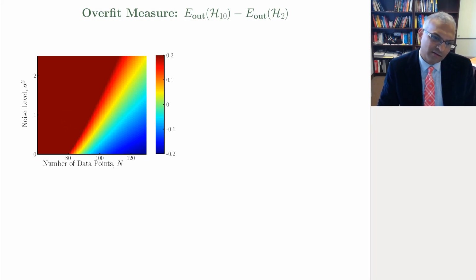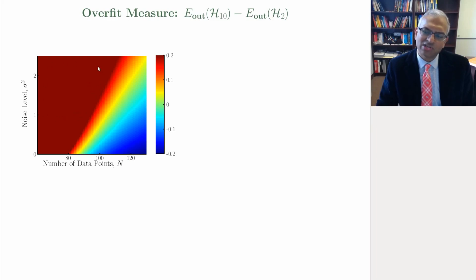Okay, and it's very easy to see a pattern here, which is that as you have more and more data points, you move from the red region to the blue region. So more data results in lower overfitting. If you fix the number of data points at 100 and start increasing the noise, the overfit measure gradually increases and eventually flips over to positive, which means you're overfitting.